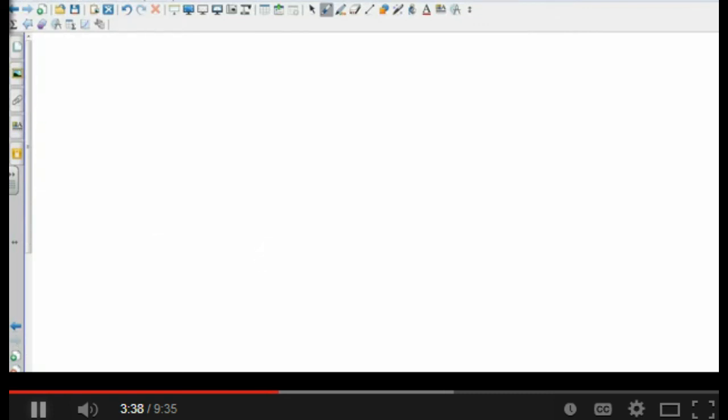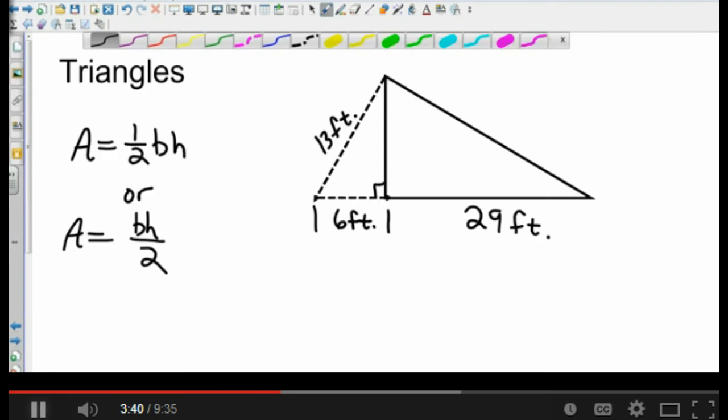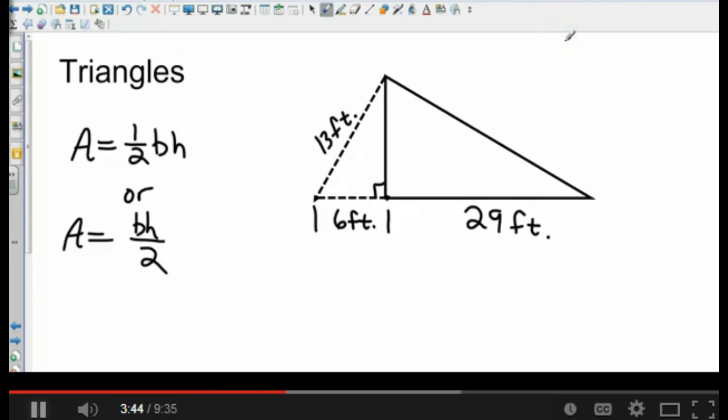So let's go on to triangles. For triangles we can write it two different ways, and unfortunately the handwriting recognition is not good on this one, so I just left it regular handwriting. We've got area equals 1/2 the base times the height, or you can represent that as base times height divided by 2.